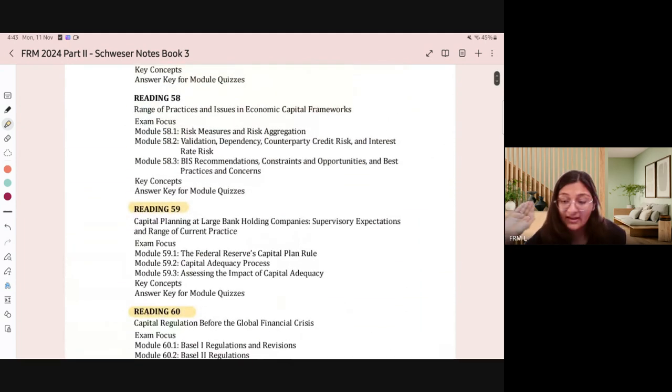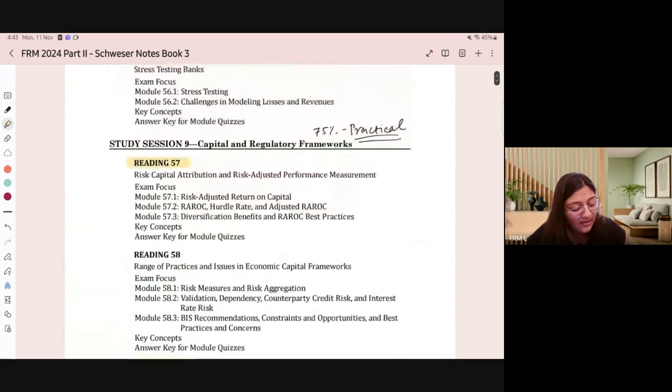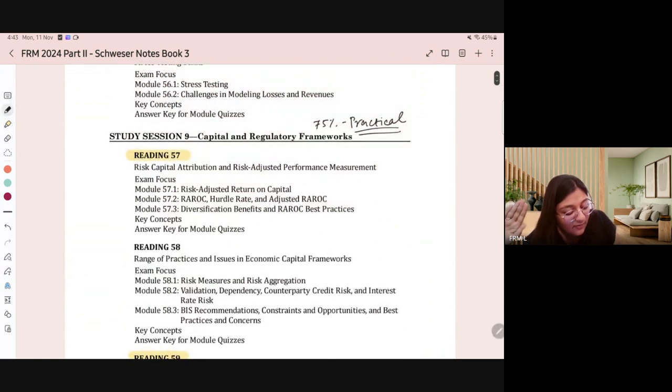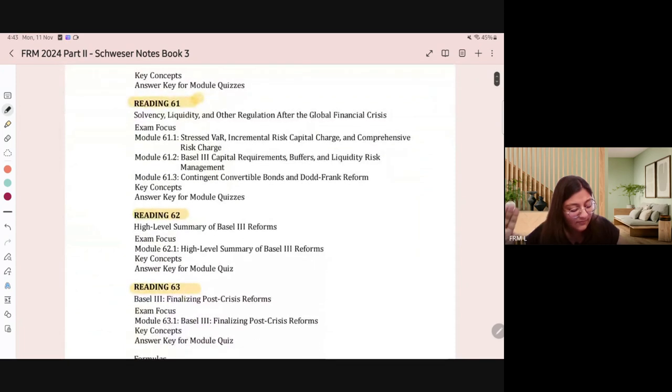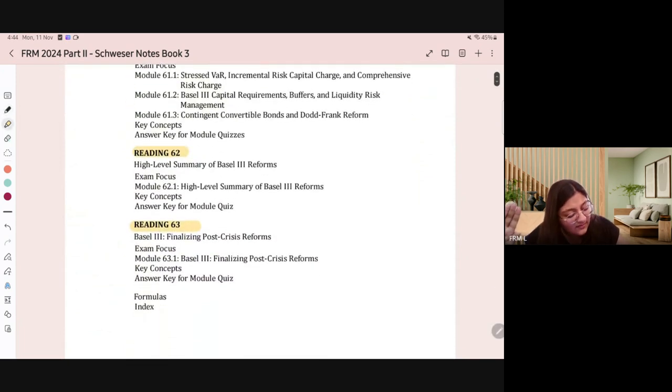So this is very important, and you can expect around 5 to 6 questions from this single portion of study session 9. And all these chapters are important, 59, 60, 61. Then 62, 63, I would say it is not very important, but you can just go through those portions.